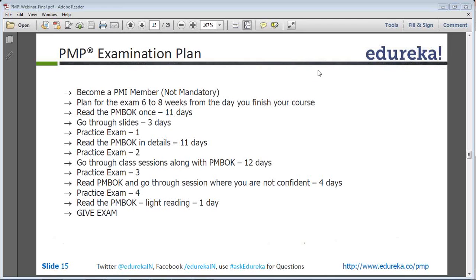Question: which slides? The slides that you will see when you are going through that PMP preparatory course, the 35 PDU course.